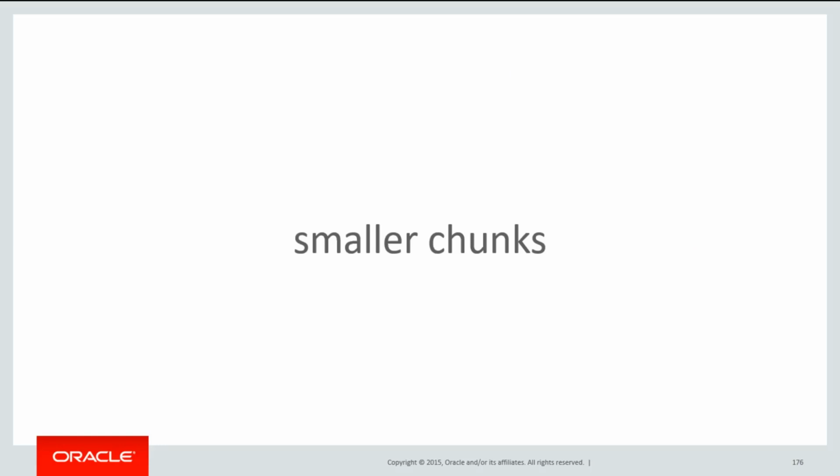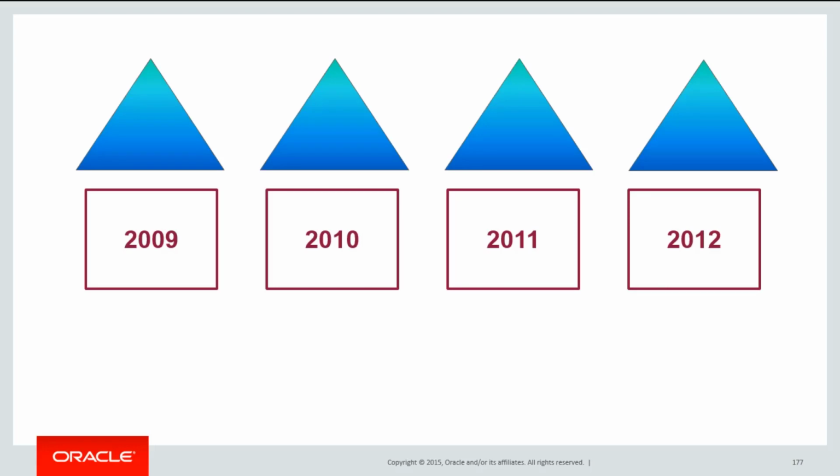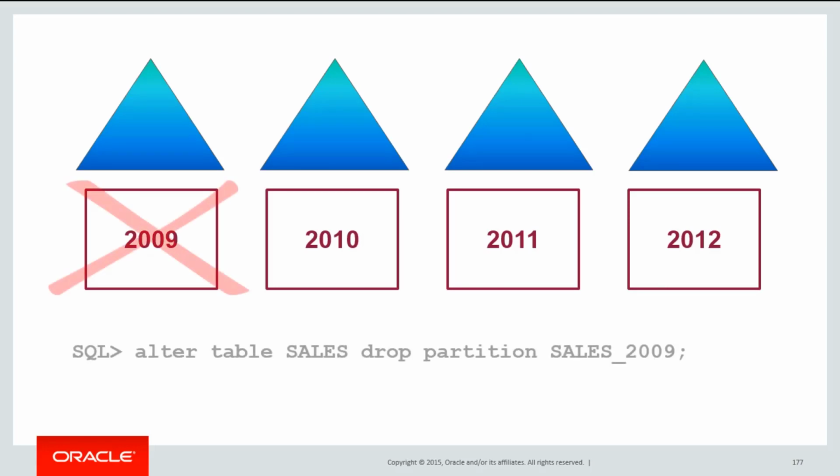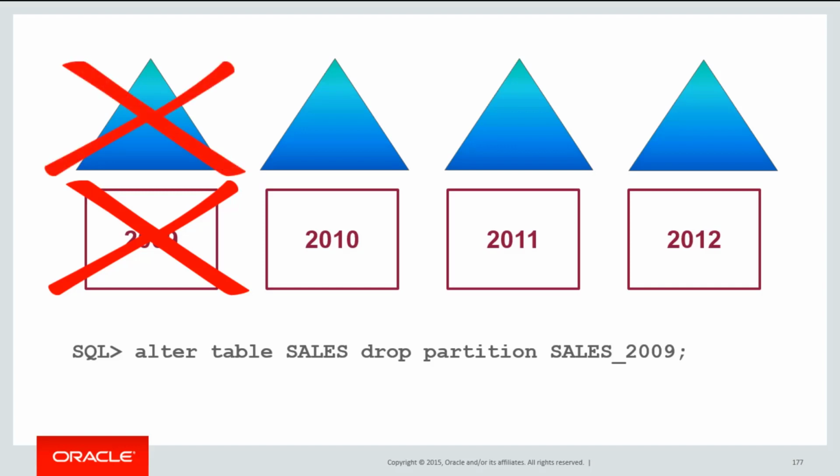Because each index partition is bound to the table partition, this is very useful for ILM and partition maintenance. If I go ahead and drop partition sales 2009, because the index is now segmented in the same way, only that partition disappears. The rest of the index segments stay valid, and my index is still valid for use for partitions 2010, 11, and 12.